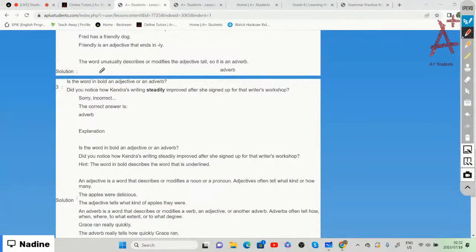All right, so how steadily. It means that this is an adverb, and it is modifying or describing either a verb or an adverb. It's not an adjective.